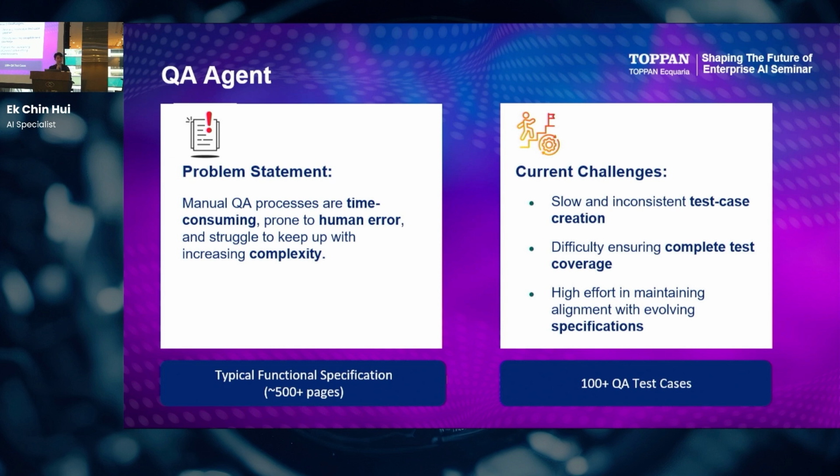And to give you a sense of the scale, we're talking about functional specifications that are 500 pages long and needing to generate and maintain 100 or more test cases from that for every single project. And this is where our QA agent steps in to automate test case generation, improve coverage, and adapt quickly to changing specs. Let me show you how that works with a demo of the QA agent in action.